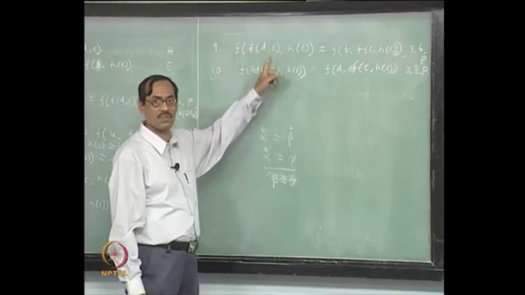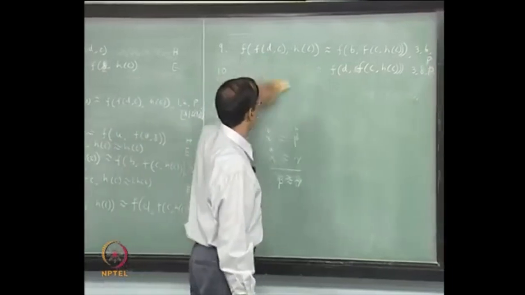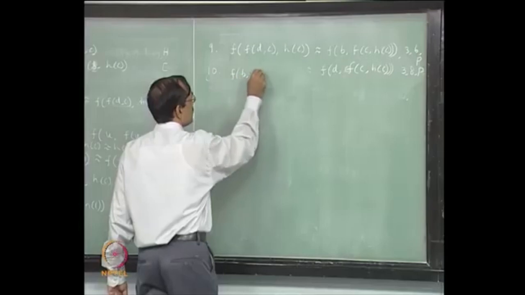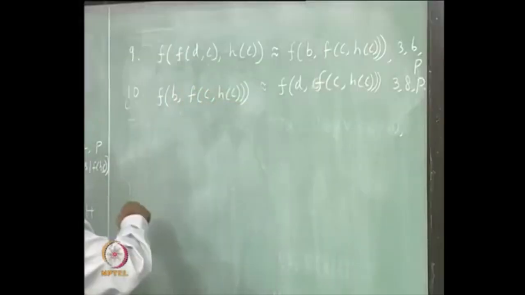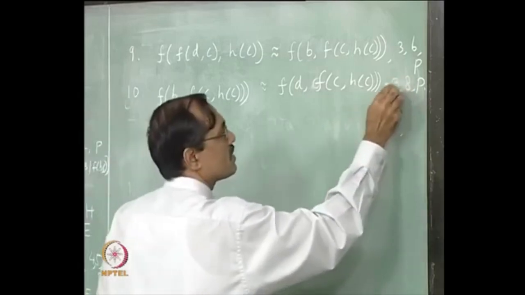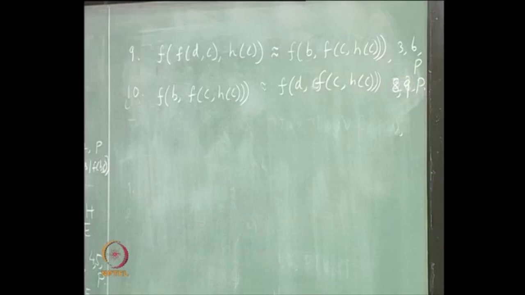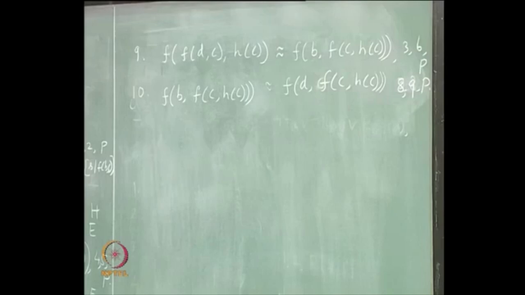8 and 9 if you use we will get the required one, clear. So we really wanted this form f of b f of c hc, so you have to use 8, 9 paramodulation. So this is only the trickiest part in the resolution method, because it depends on which one you want, that is how you will be choosing the premises and getting the conclusion.